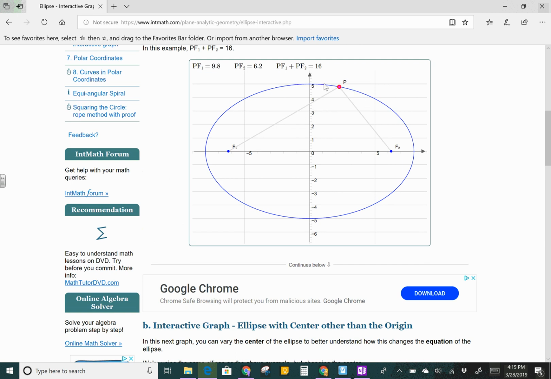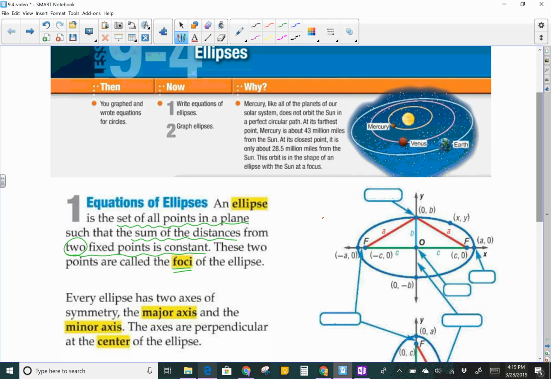And if you drag it around, you're going to see that PF1 and PF2 change, but the length of my string never changes. No matter where I am, that number stayed constant. Okay, so that's kind of what we're dealing with. Let's go label the important parts.